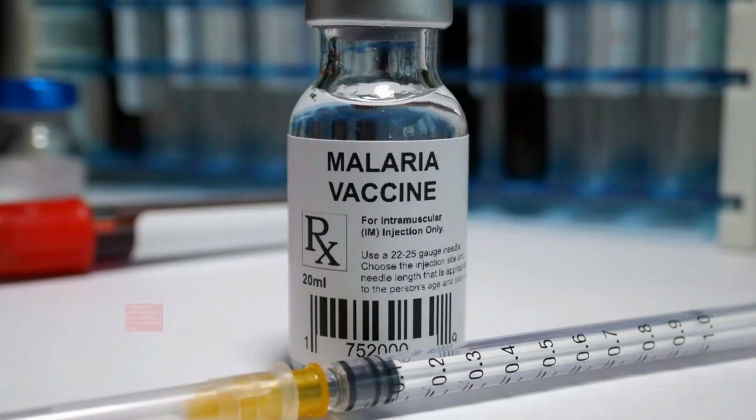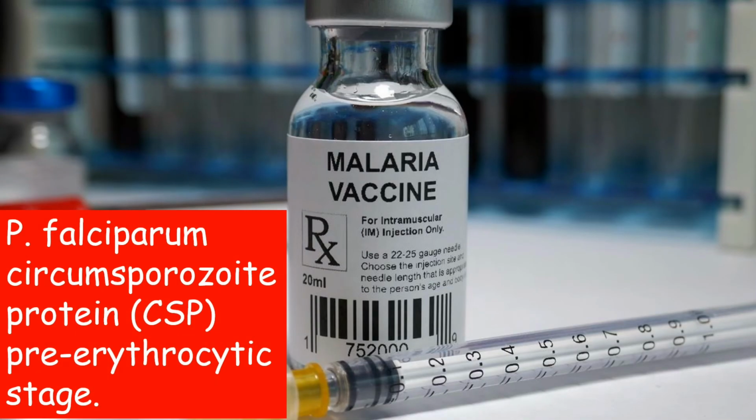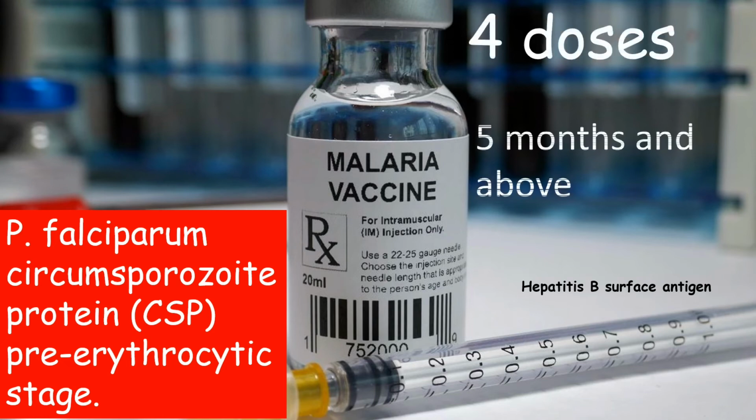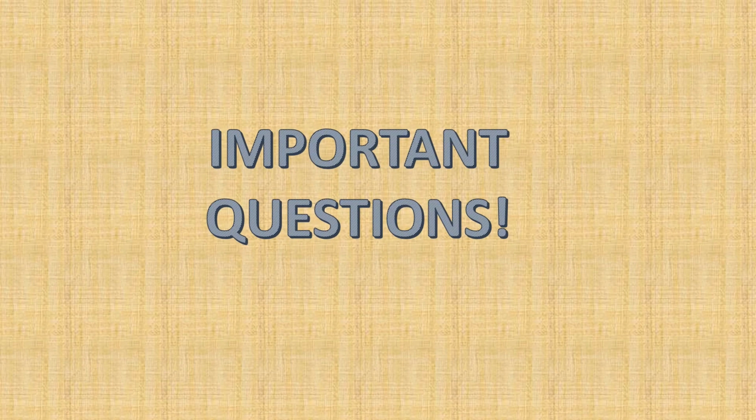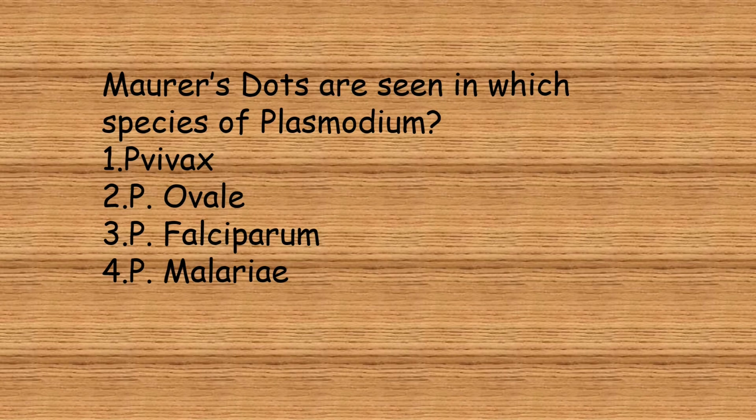The Mosquirix vaccine uses Plasmodium falciparum circumsporozoite protein, which is fused with the hepatitis B surface antigen. The vaccine has shown around 77% efficacy rate against severe malaria. 4 doses of the vaccine are required for full protection. And at present, WHO recommends the vaccine in children 5 months and above. Now let us see some important questions regarding malaria.